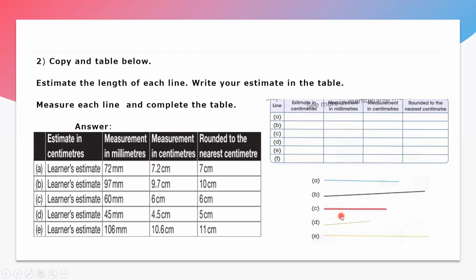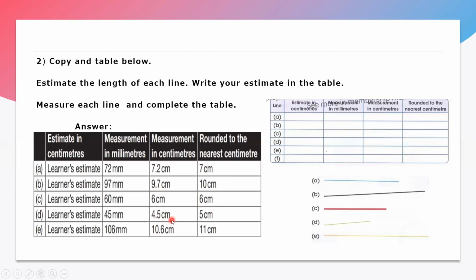Now what about the C part? It is measured as 6 centimeter. 6 centimeter means it is 60 millimeter. And it is 6 centimeters, so rounding also seems to be the same number. Now what about the D part? It seems to be 4.5 centimeter when you try to measure with a ruler. 4.5 centimeter means it is 45 millimeter.